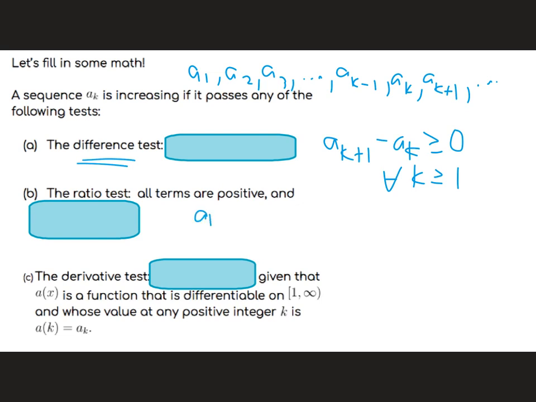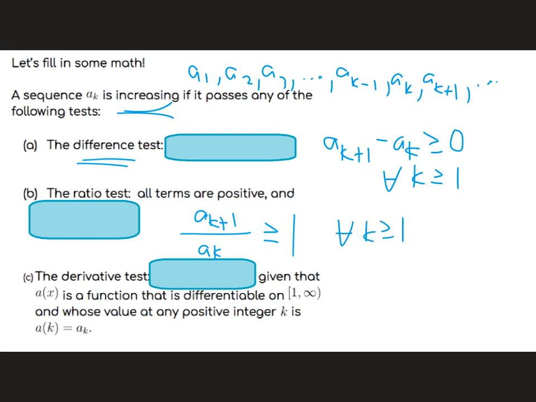So if I take the AK plus 1 and I divide by AK, well, if AK plus 1 is greater than or equal to AK, because that's what we're saying with increasing, then that fraction must be greater than or equal to 1 for all k greater than or equal to 1.